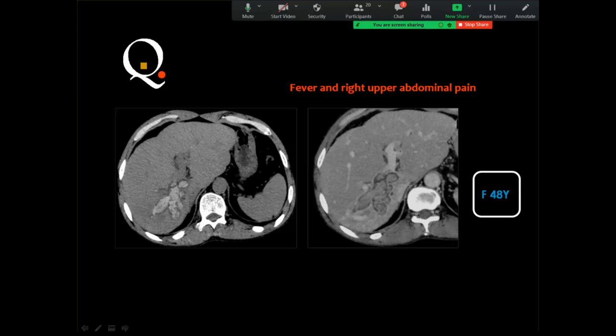Then the second case is a female patient, 48 years old, with fever and right upper abdominal pain. This is CT before contrast, and this is CT after contrast.